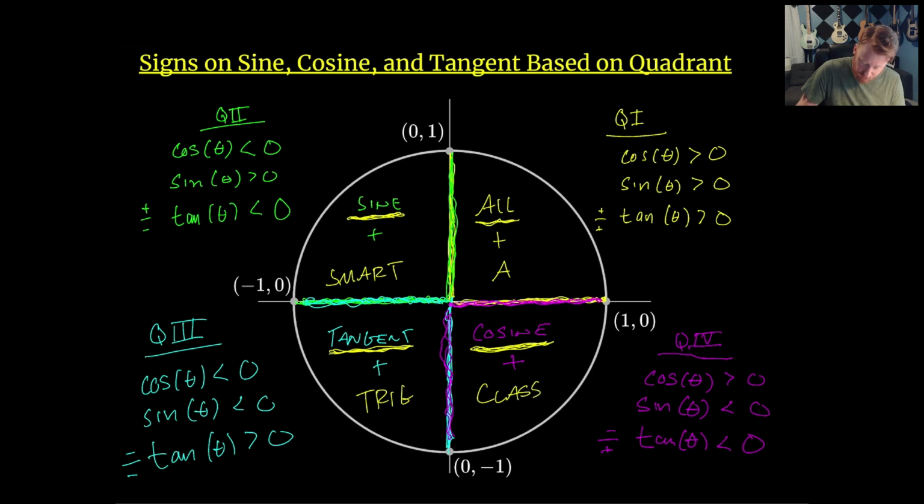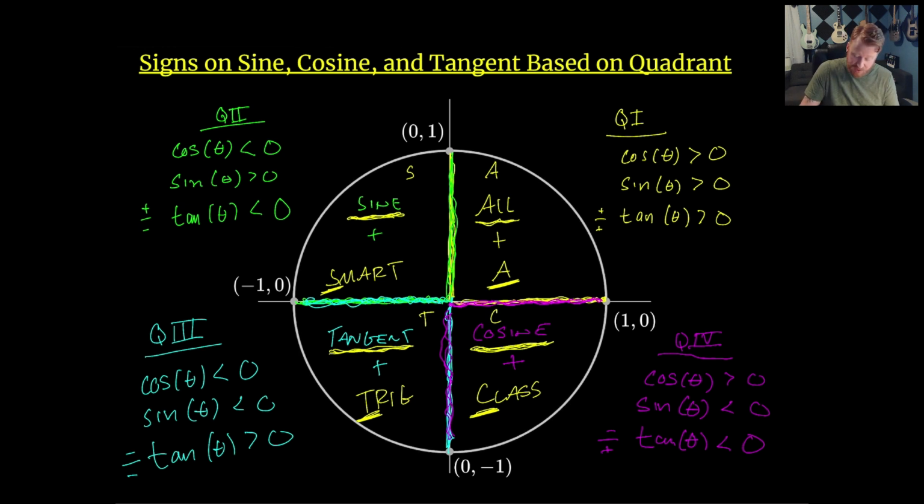So there's different ones that people use, but A corresponds to all, smart corresponds to sine, trig corresponds to tangent, and class corresponds to cosine. So just kind of traveling around from the first quadrant to the fourth quadrant, all smart, or A smart trig class. So there's some other ones.